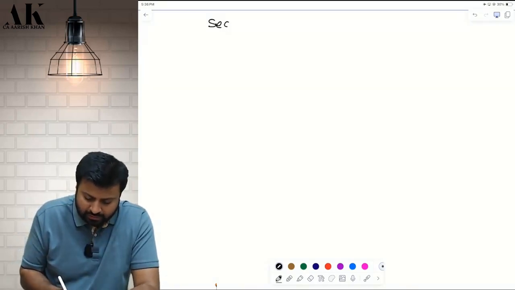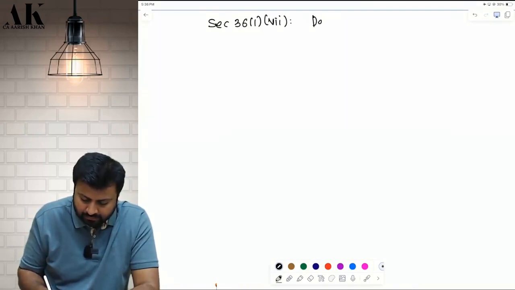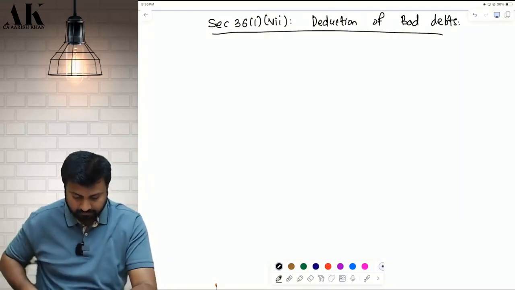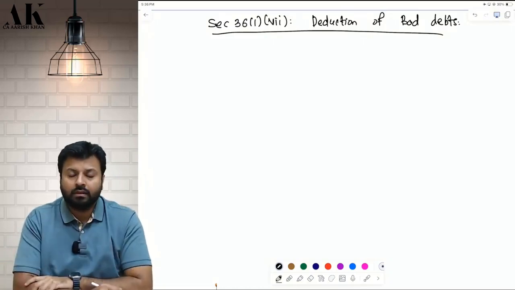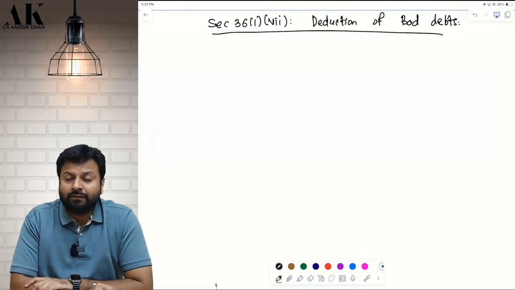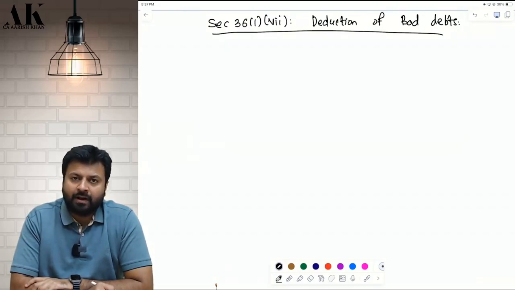That is section 36(1)(vii), section 36 subsection 1 clause 7. That is deduction of bad debts. Now see carefully over here, please, all of you. This section gives us the deduction of bad debts. Bad debts is a very important allowance, especially if you are following a mercantile system of accounting. In the mercantile system of accounting, bad debts is a very integral part.